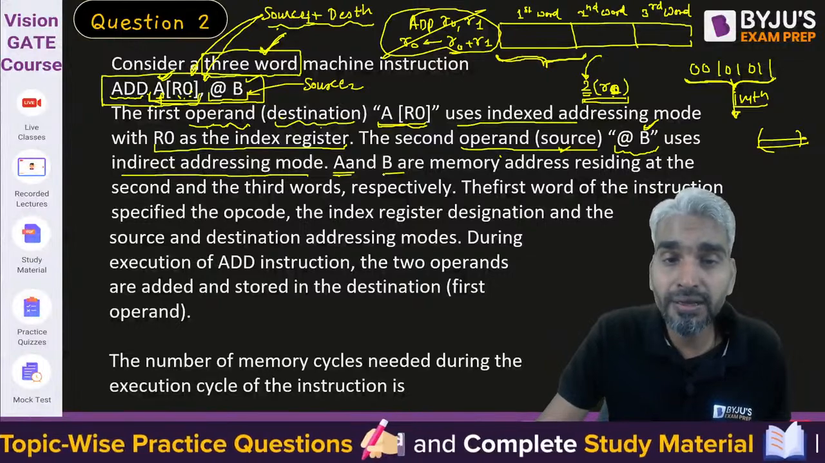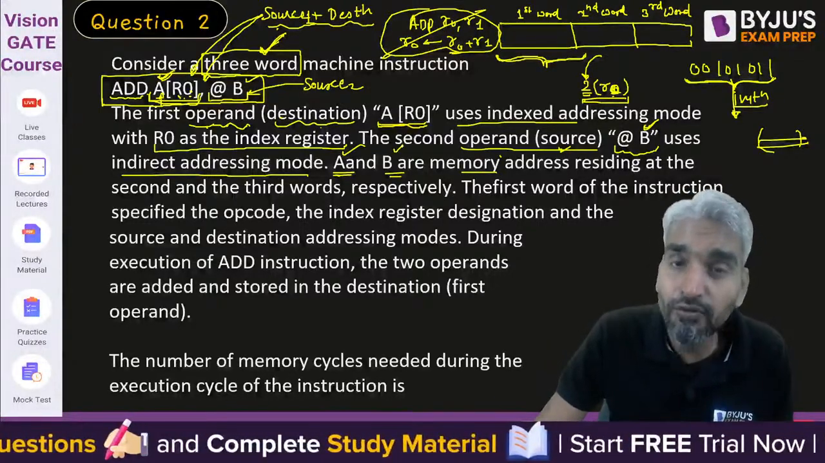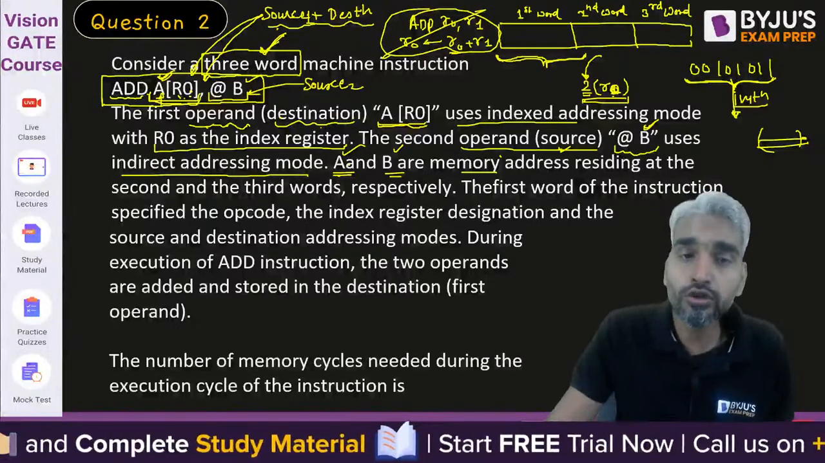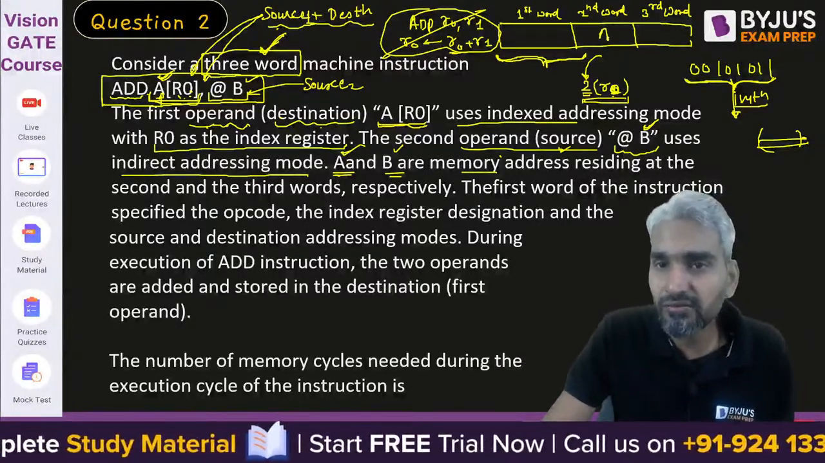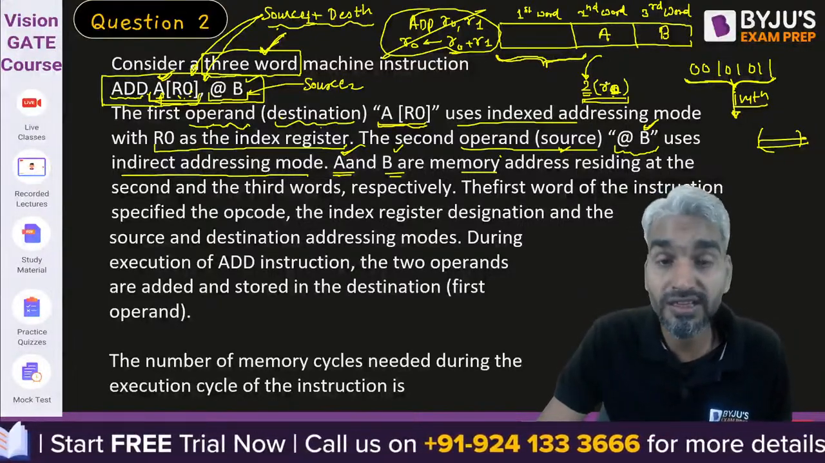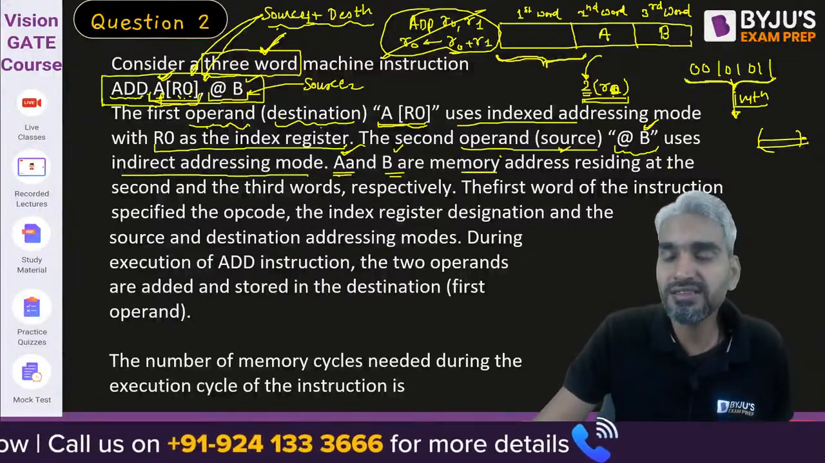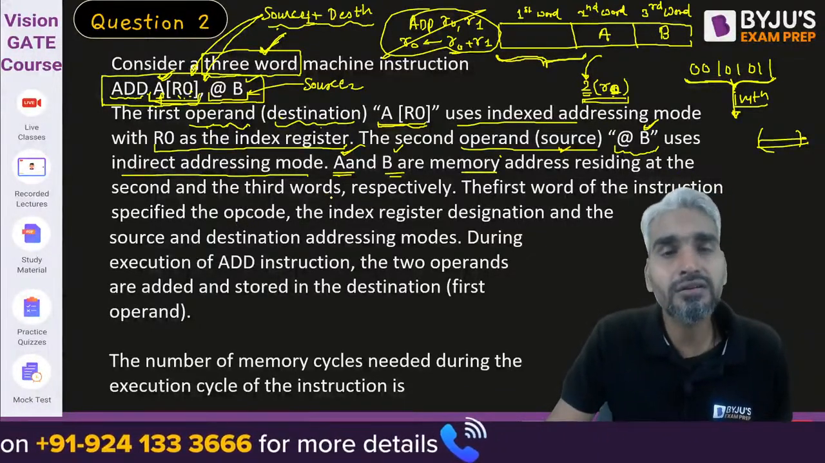So A and B are the memory addresses. Therefore, more space is required for them, so more bits are required. So A is stored in the second word of the instruction. B is stored in the third word of the instruction. Right? So this is what is being said. A and B are the memory addresses residing at the second and third word respectively.